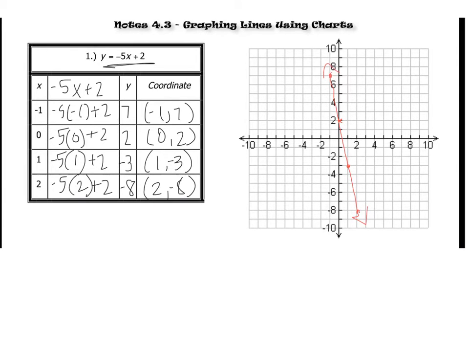You'll notice from one point to the next, you are going down 5 over 1, down 5 over 1, down 5 over 1, because our slope is -5. You will also notice that it is going through the 2 on the y-axis, which is where you find the 2 right here.